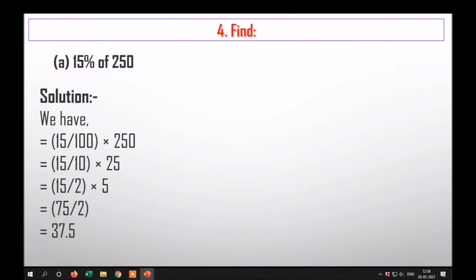Fourth question, we have to find 15% of 250. 15%. So we will remove the percentage sign and put 100. So 15 upon 100 into 250. That is, 0 will cut. So 15 upon 10 into 25. So we can cut this 10 and 25 also with 5. So it is 2 and 5. So 15 upon 2 into 5. 5 into 15 is 75 upon 2. That is 37.5.